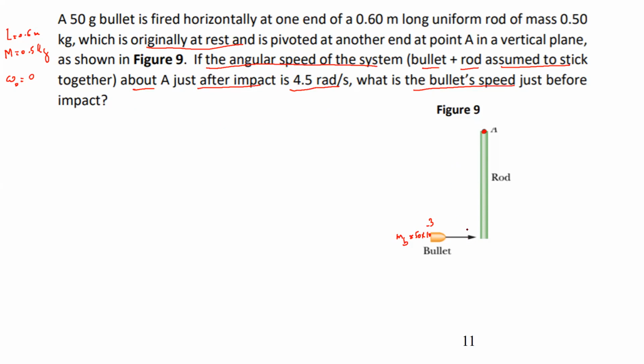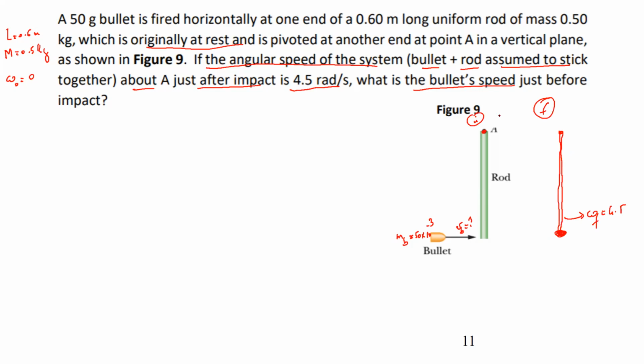So here what I did, I came here and I just fired the bullet here with the VB. And I fired it horizontally. And the bullet will stick to my rod, because that's what I said here. So now this is initial. Final looks like this. So the rod is here, and now the bullet is fixed here. So it sticks to the rod, and the whole thing will have an omega final, which is 4.5.